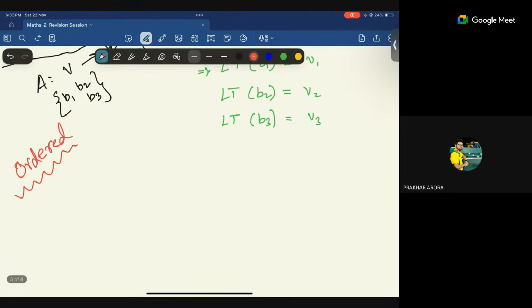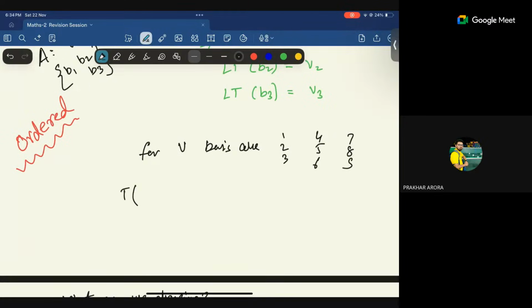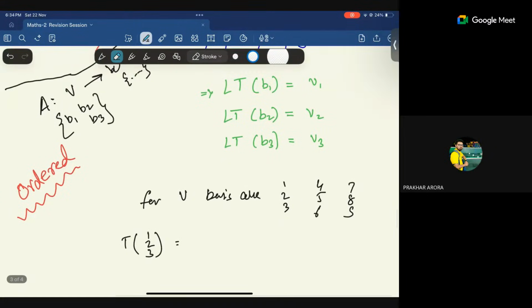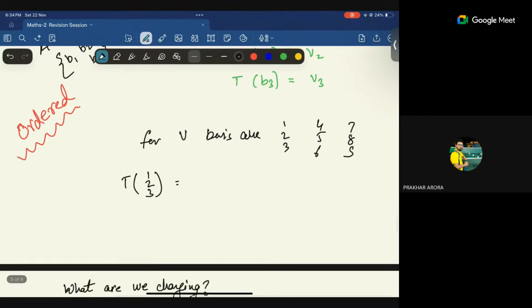They will say that for v, the bases are 1 2 3 4 5 6 7 8 9, and they will say that transformation of 1 2 3 is, yeah, this is what I was missing. This is the projection, and it is written like this. There was no problem in writing it lt, but standardly it is written like this. I was missing that.